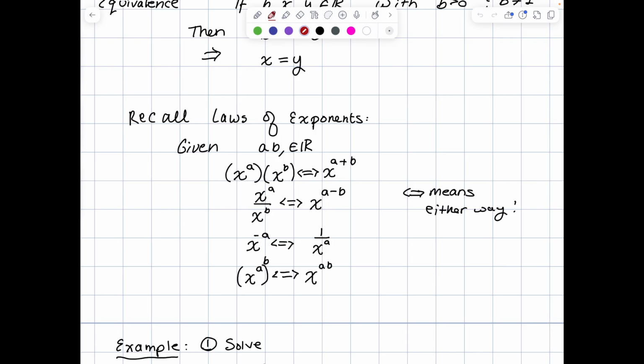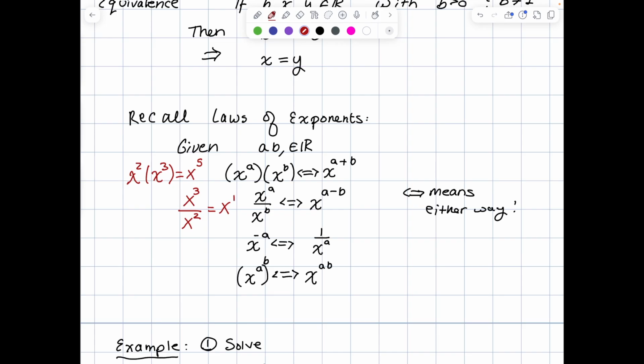Given a and b being some real numbers, either positive or negative, it does not matter, we have these certain rules, so you can move them back and forth. If you multiply two things together with the same base, you add their exponents. So x squared times x to the third equals x to the fifth. If you have two things with exponents divided by each other, you subtract their exponents. X to the third over x squared gives me just x to the first, 3 minus 2.